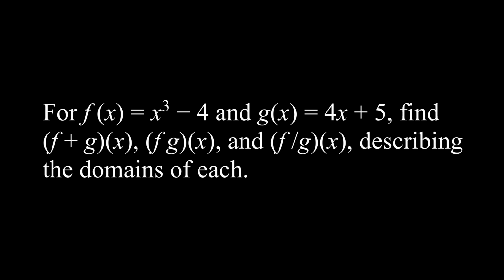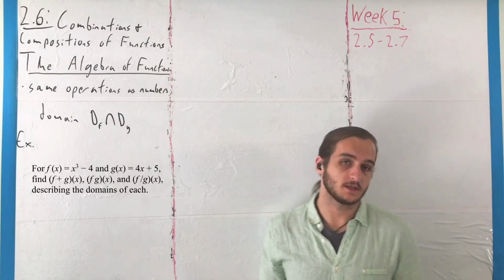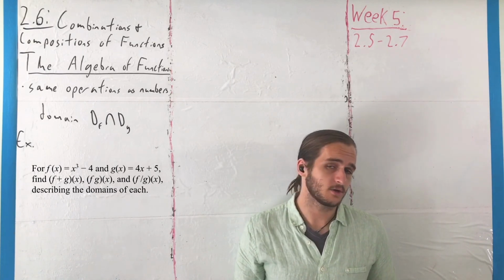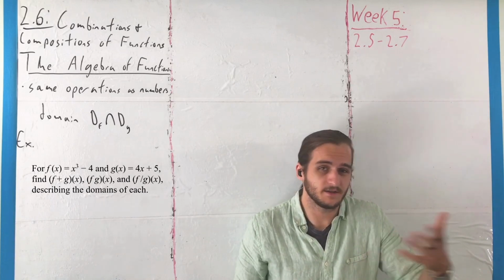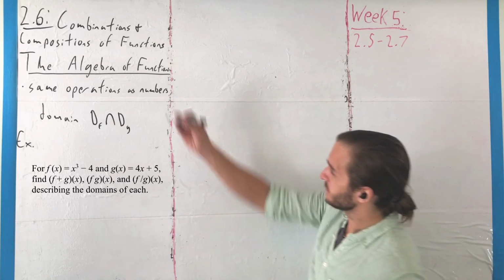So for f of x equals x cubed minus 4, and g of x equals 4x plus 5, we want to find f plus g, f times g, and f over g, describing the domains of each. So first thing we can notice is that because both of these are just transformations of nice polynomials, the first a cubic and the second a linear function, we know what their domains are going to be. We know their domains are fine. It's going to be everything. So we don't have to worry too much in the first couple of cases.